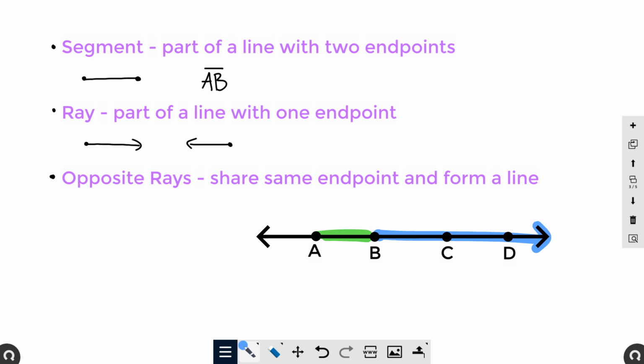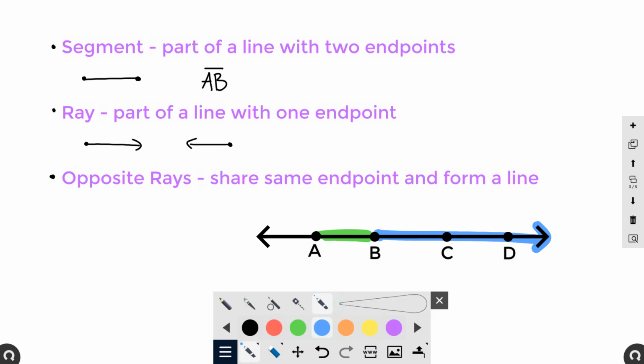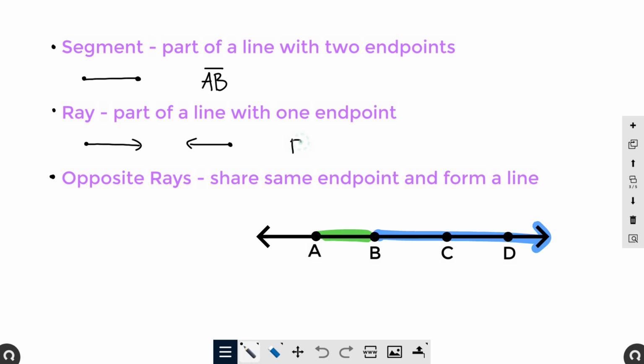Well, you would start with the endpoint. What's the endpoint? B. And then you name any letter after that. You could say BC or you could say BD. Does it matter? No, it means the same thing. So when I name that ray, again, I could say BC. I have my endpoint and then I draw my arrow so I know where it goes. I could also name that ray as BD, endpoint, arrow. So make sure you show that you have an endpoint and then make sure you show an arrow.